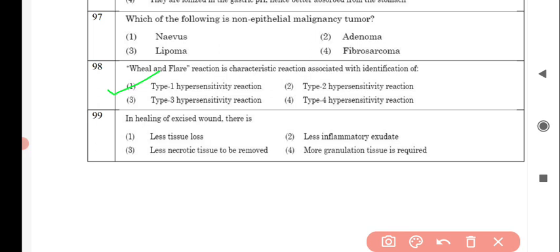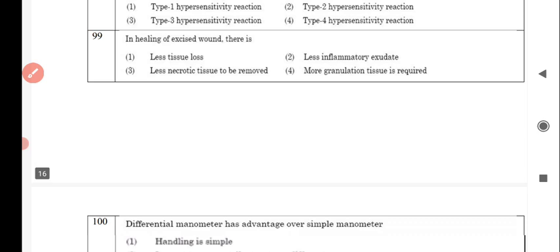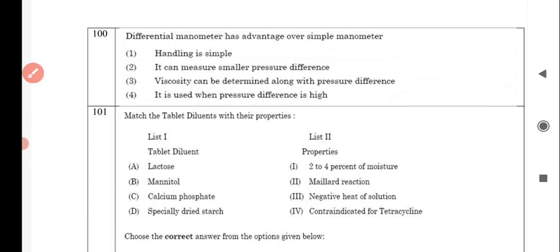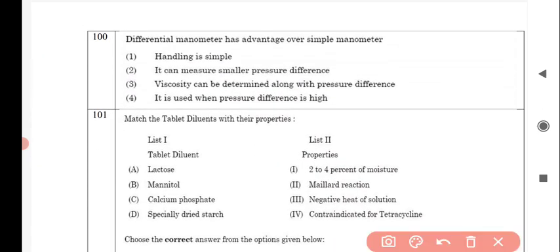Next question is, in healing of excised wound there is, and the correct answer is option number 4, there is more granulation tissue is required. Next question is, differential manometer has advantage over simple manometer, and the correct answer is option number 2, it can measure smaller pressure difference.